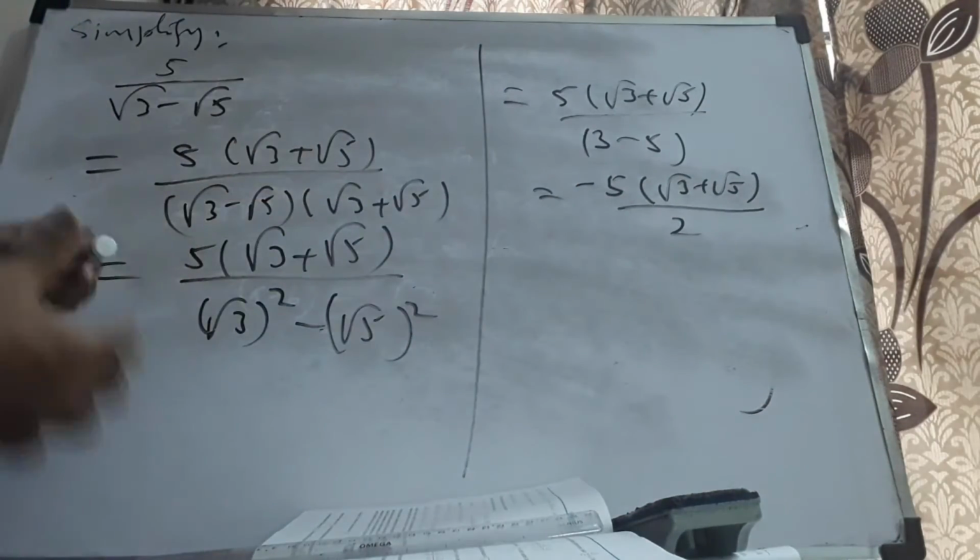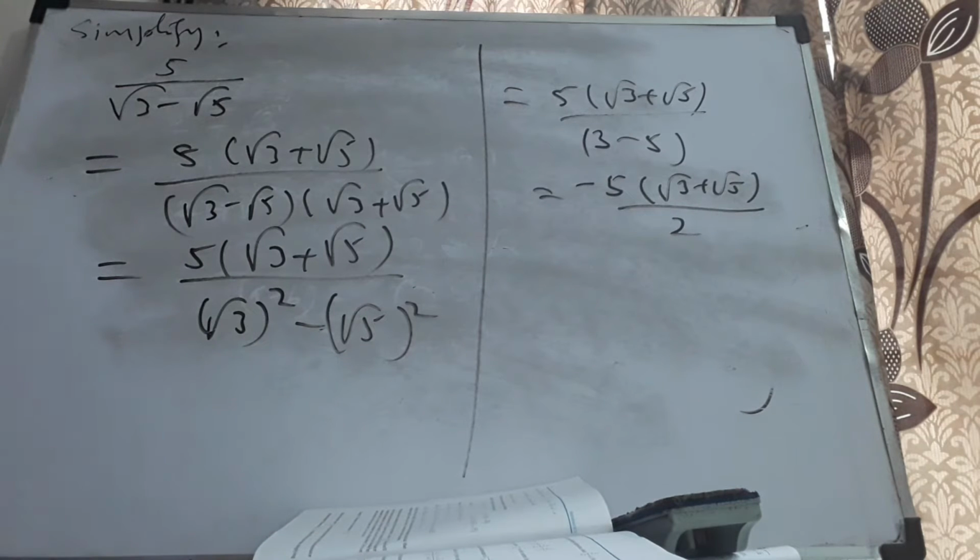There is a negative sign in the denominator, which can even be taken to the numerator ultimately.